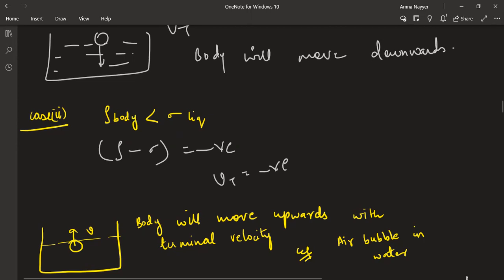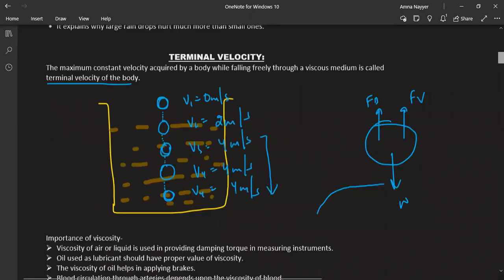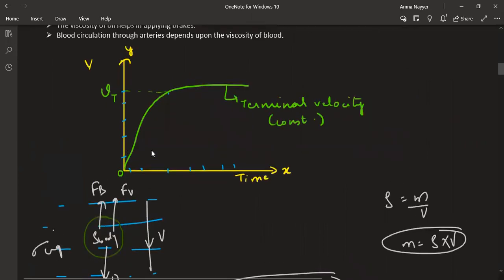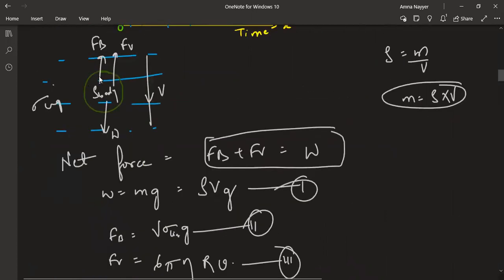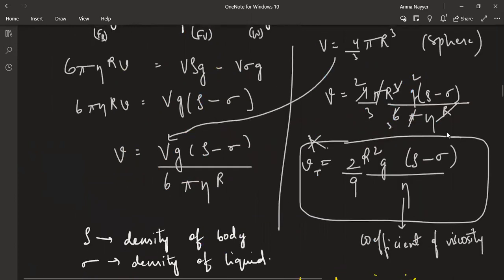Fine. So let me repeat all the terms which I have mentioned, then note it down. See, once a body freely falls down without any external force in a viscous medium, a constant velocity is achieved, which is known as terminal velocity. Gradually, velocity will increase, and a terminal velocity will be obtained. You derive the formula for it by using this equation: Fv plus Fv is equal to W, weight of the body. Put in all the values, get the final formula as 2 by 9 r square g (rho minus sigma) by eta. This is the formula that will determine terminal velocity.